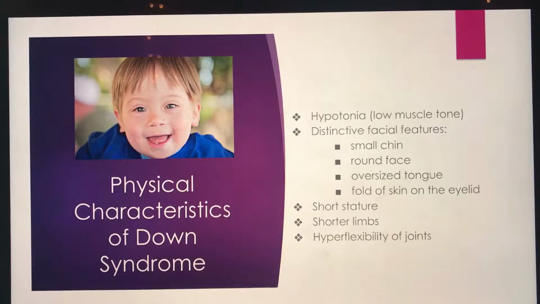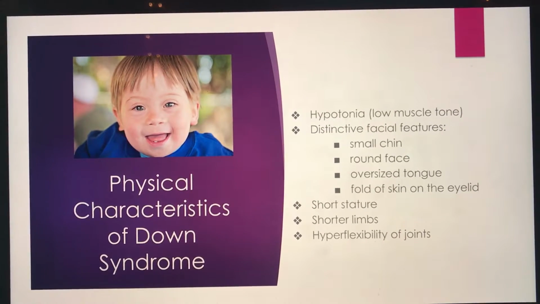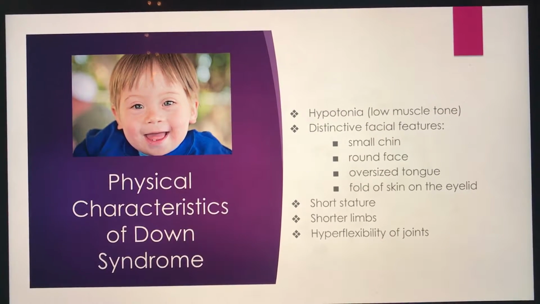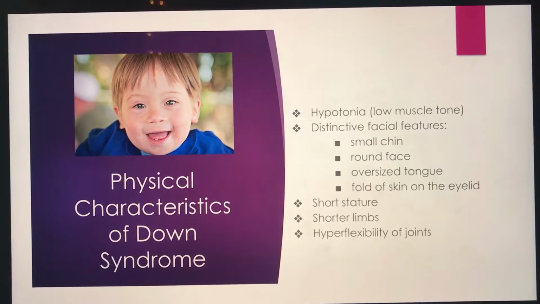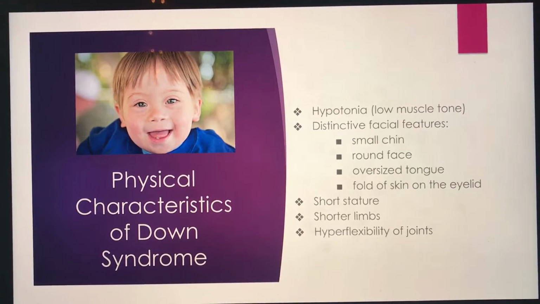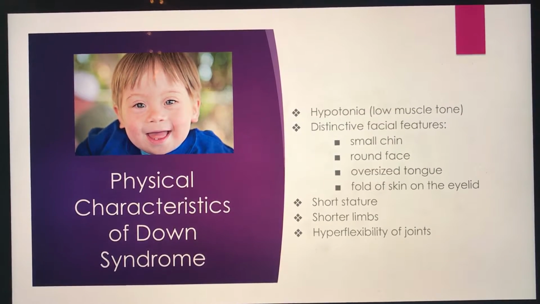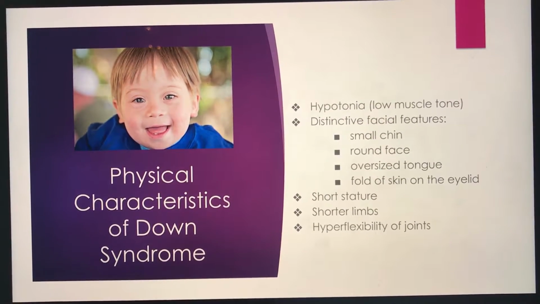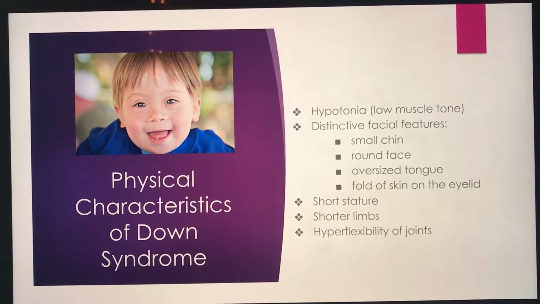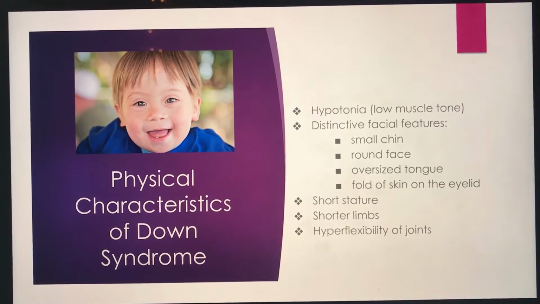Their eyes might slant upwards and are almond-shaped. The ears in individuals with Down syndrome can be smaller and are slightly placed lower on the head. Some individuals with Down syndrome have a thicker neck. There are some other physical traits of Down syndrome listed on the slide. However, not all individuals with Down syndrome will exhibit all of these characteristics.